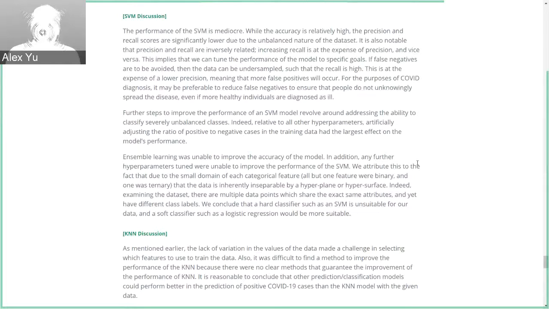Performance of a KNN model was not statistically significant compared to other classification models, so it is reasonable to conclude that other models could perform better in the prediction of COVID-19 cases than the KNN model.